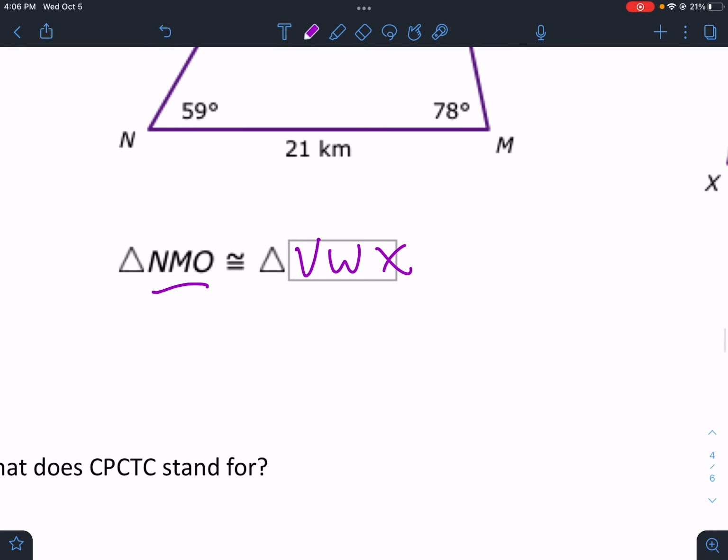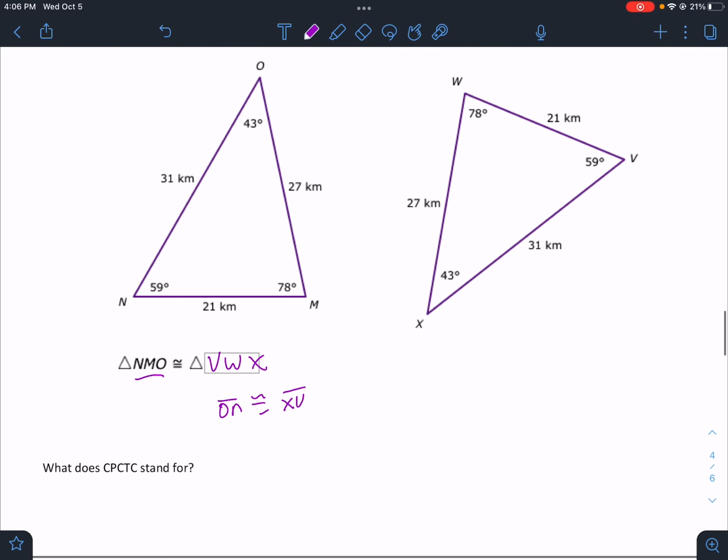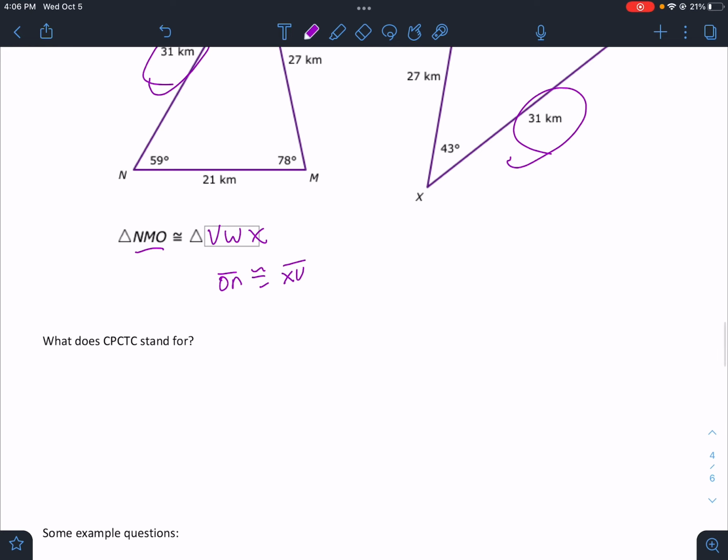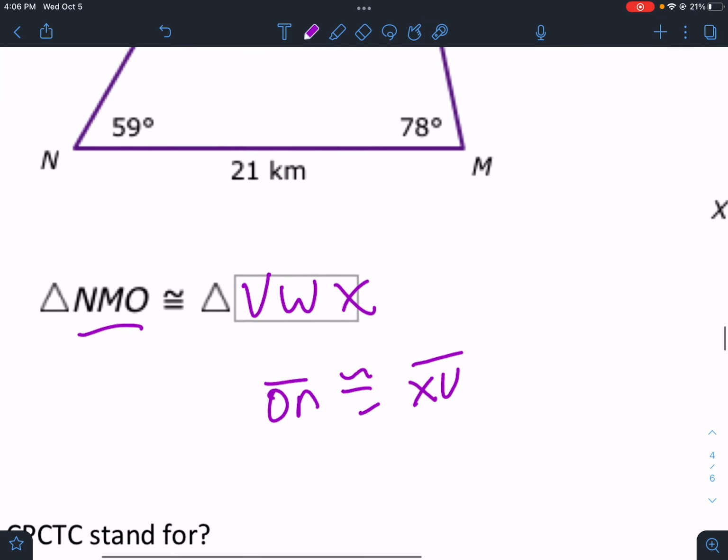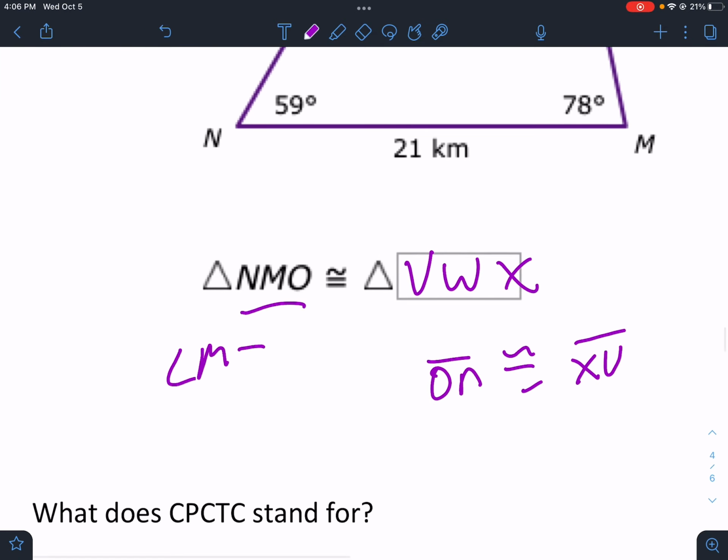So what do we know? Like I know here that ON is congruent to XV. Those are going to be the same size. Look at the picture. ON. Look at XV. They're the same size. Those are the corresponding parts. So the corresponding parts have to be congruent. Angle M, what would angle M go with? Angle M, according to the statement, has to go with angle W.